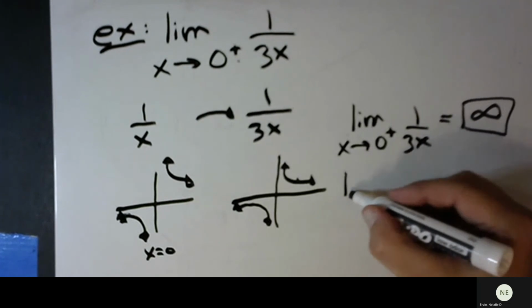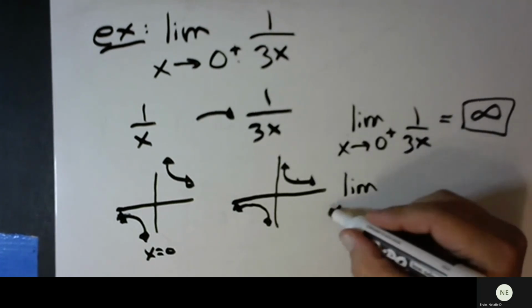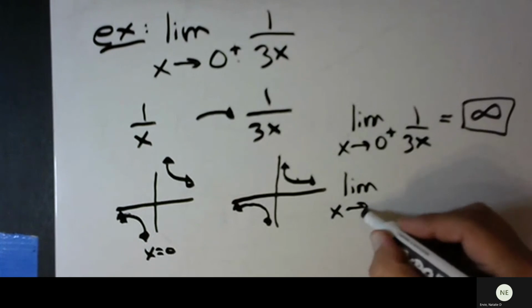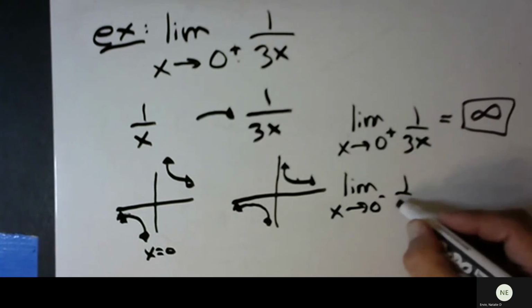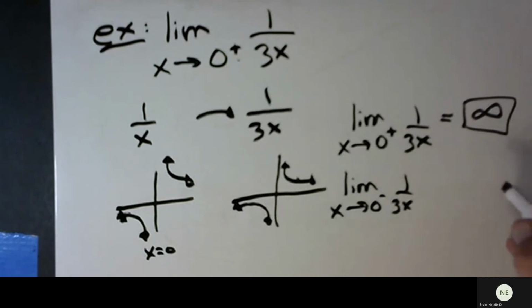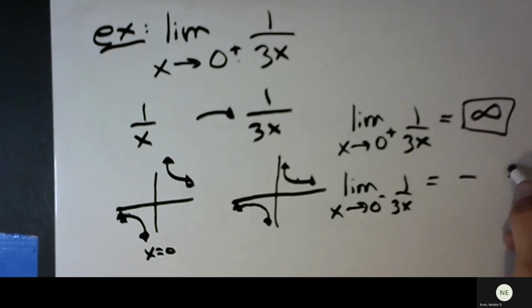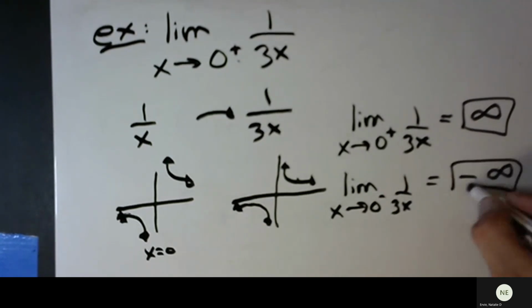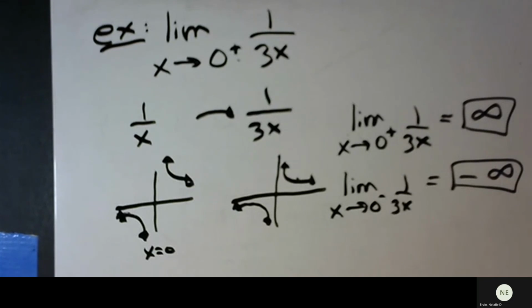And of course, if you did something like this, if you approach from the left, now you're dropping down, you'll get negative infinity. So any questions about that?